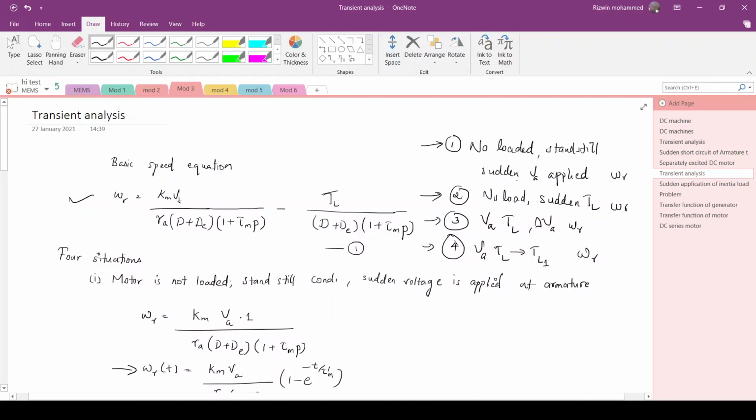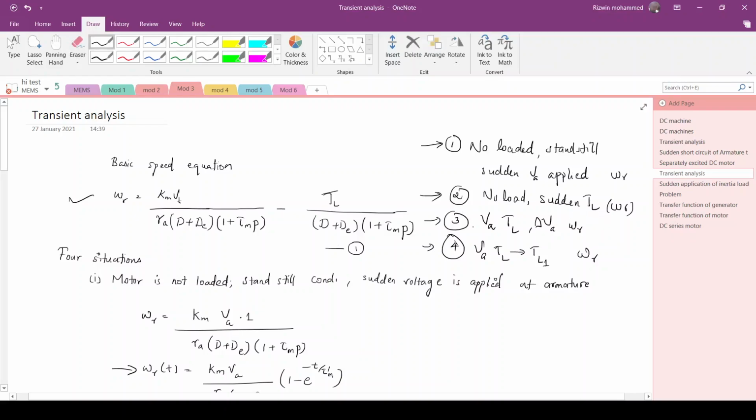Then in the second case, the motor is still in no load condition and load torque is suddenly applied. There is an armature voltage being applied, so the motor is rotating at a speed of omega r. Okay, so suddenly from no load condition, a load having the value of TL is applied.